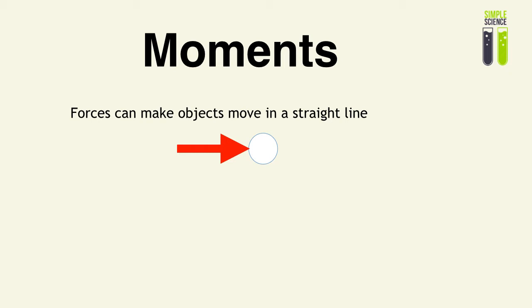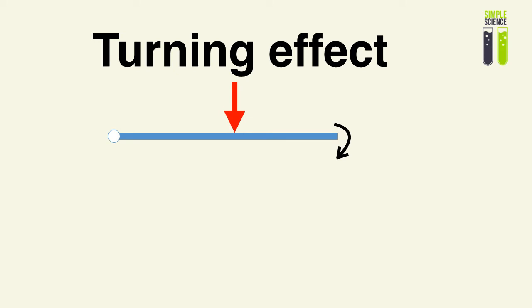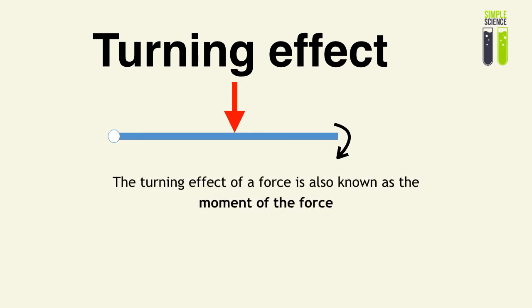But a force can also make an object rotate, like how we can push against a door, and then it rotates about its hinge. So forces can also make things rotate, and the effectiveness with which the force makes it rotate is also known as its turning effect. Its turning effect is known in physics as the moment of the force.